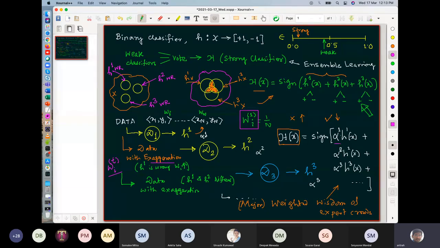The other thing that I need to also see is what are these alphas. These are my free floating parameters.